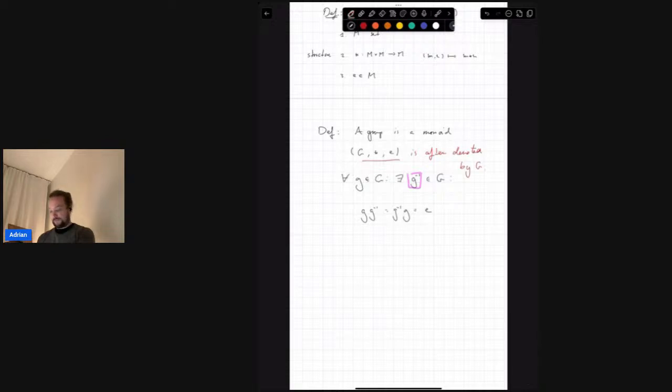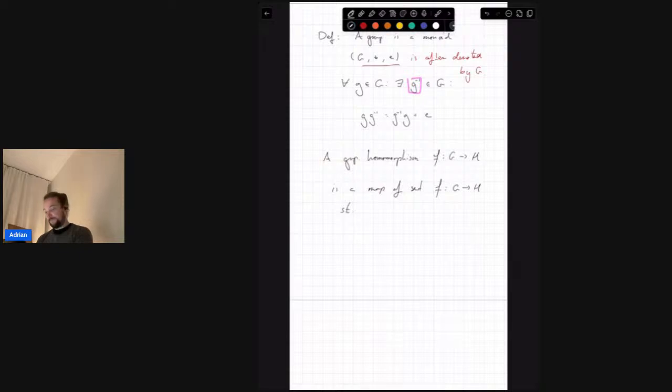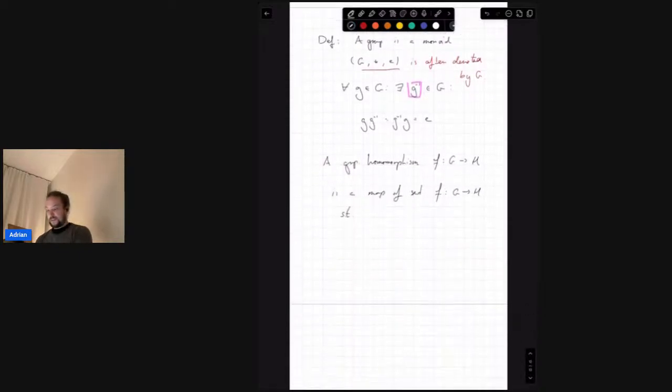And then a group homomorphism from G to H is a map of sets, which we'll call F, from G to H, such that for all pairs G1, G2 in G, we have that F of G1 composed with G2 gives F of G1 composed with F of G2.